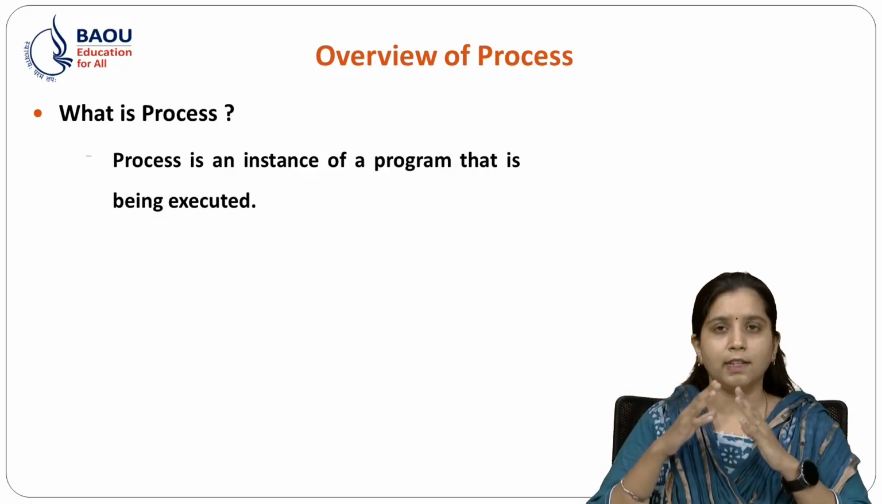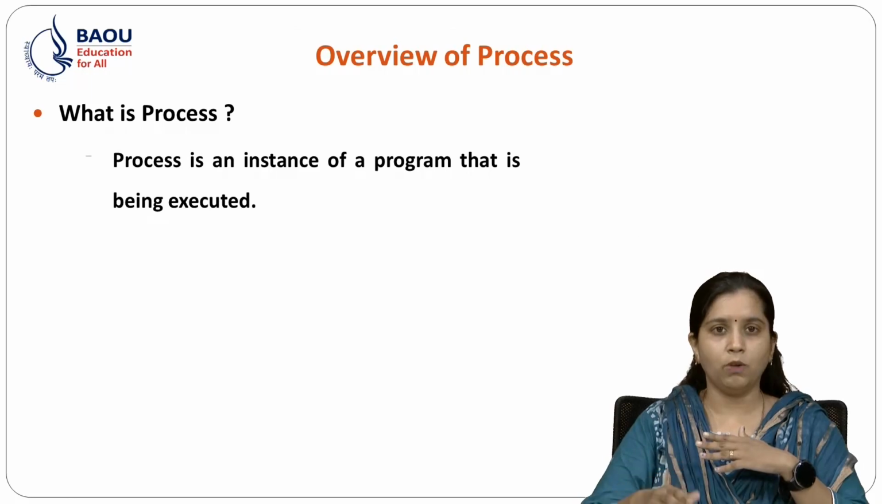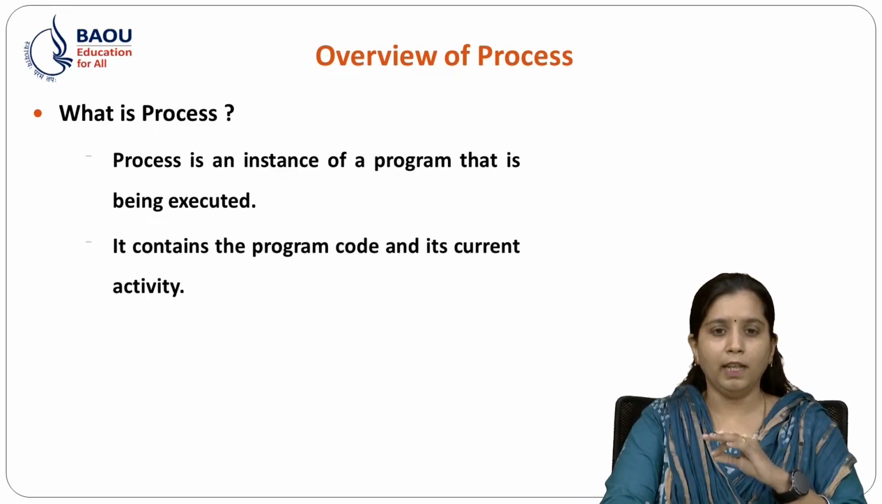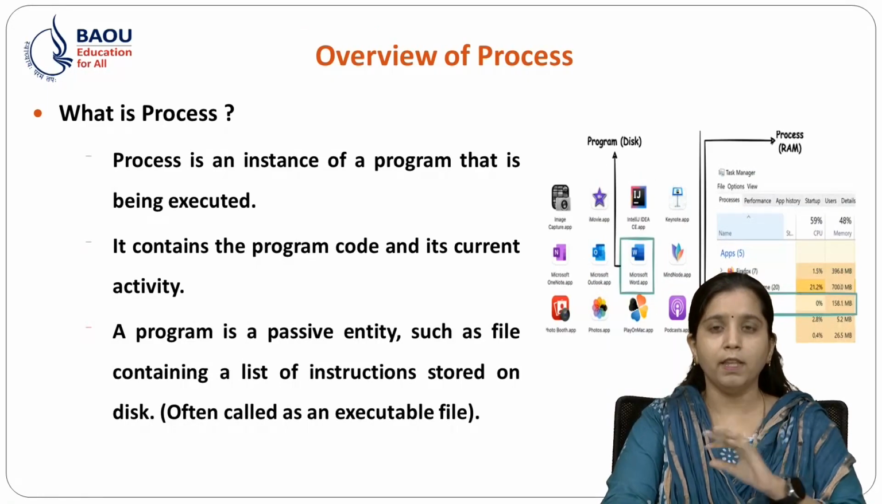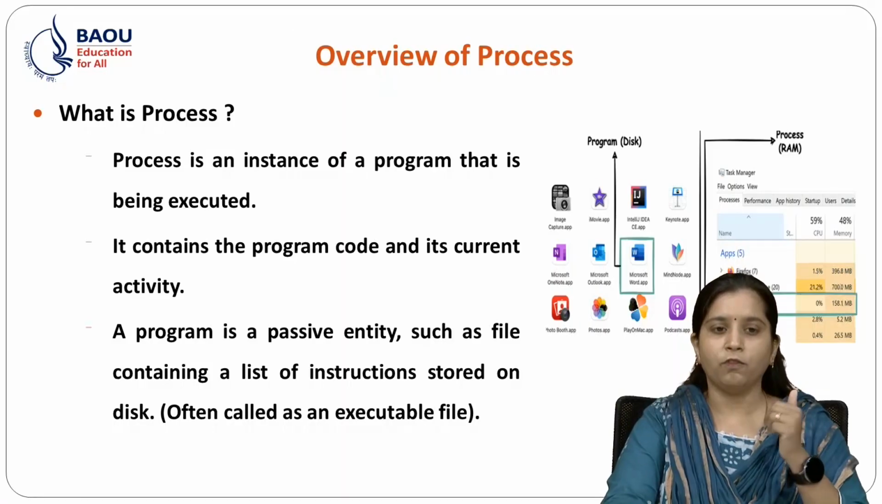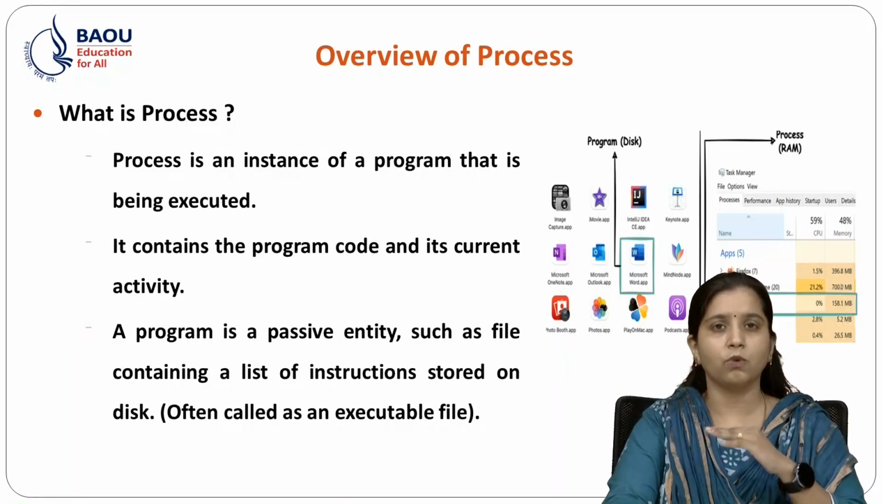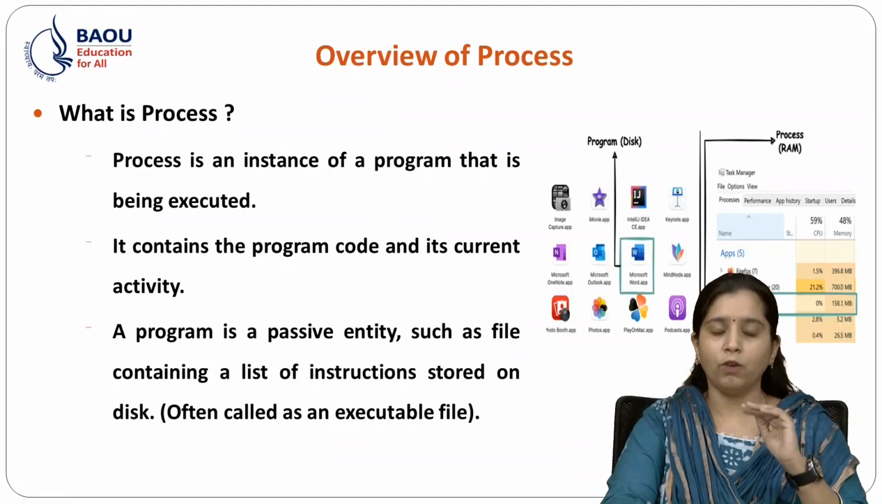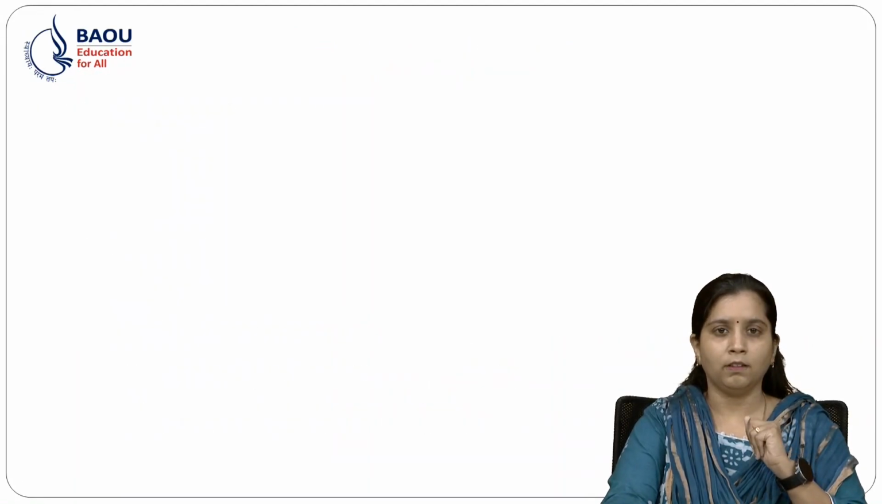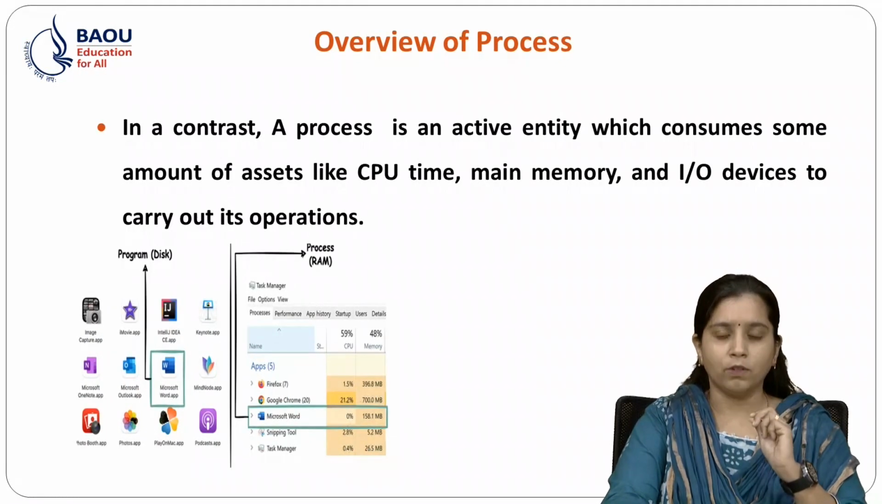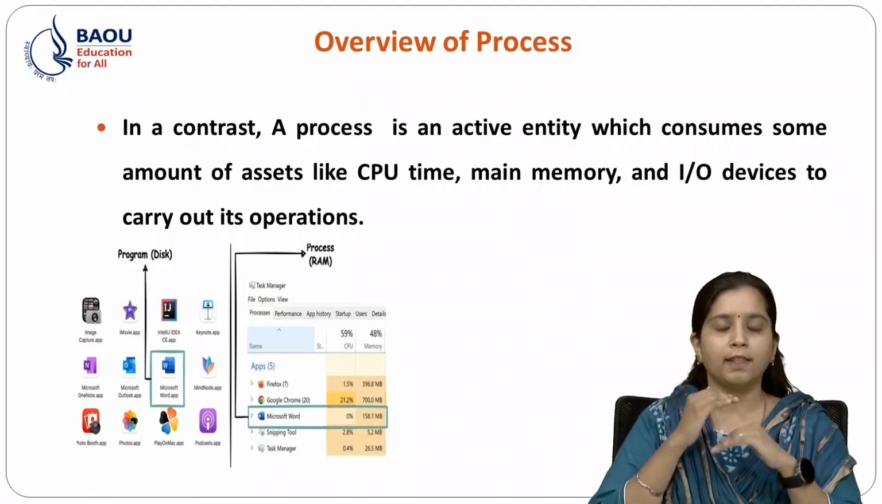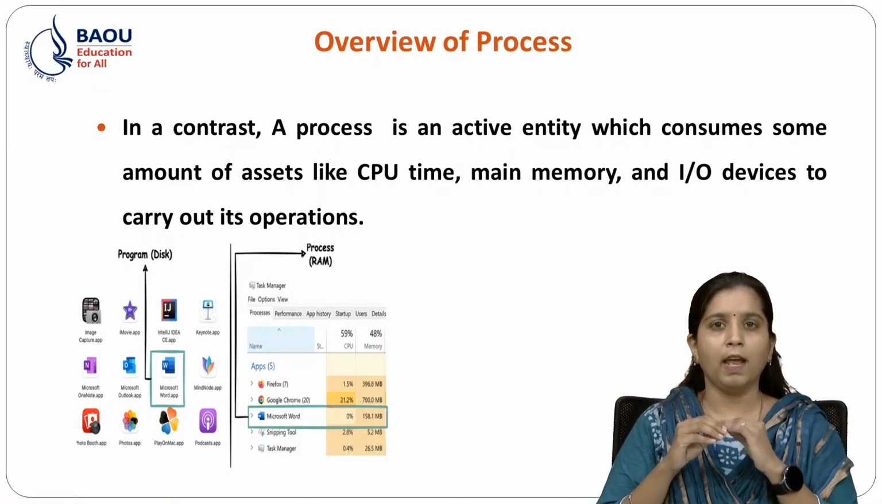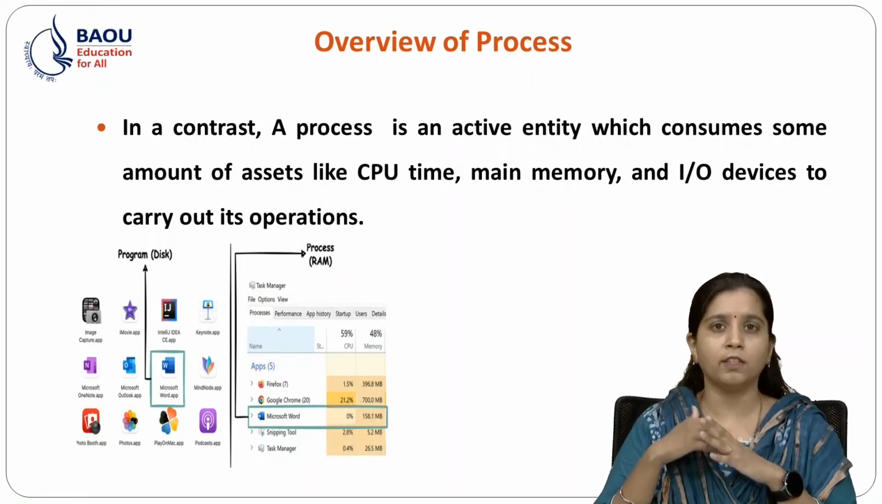A process is an instance of a program that is being executed. It contains the program code and its current activity. A program is a passive entity, such as a file containing a list of instructions stored on a disk, that is, an executable file. In contrast, a process is an active entity which consumes some amount of assets like CPU time, main memory, and input-output devices to carry out its operations.